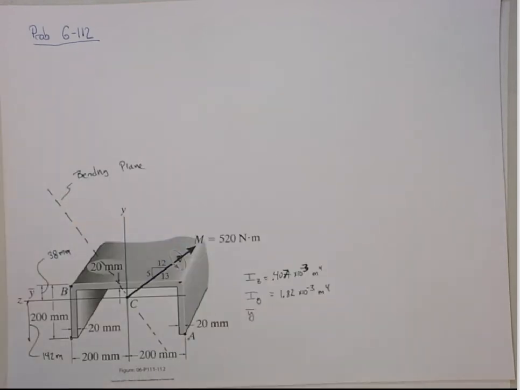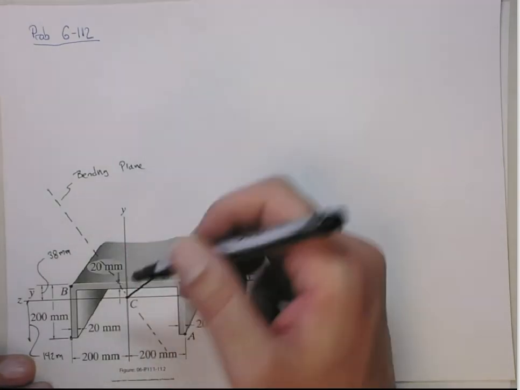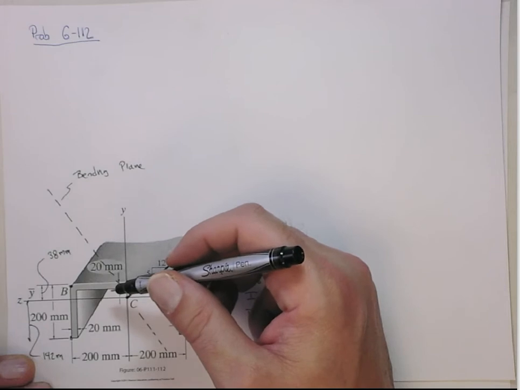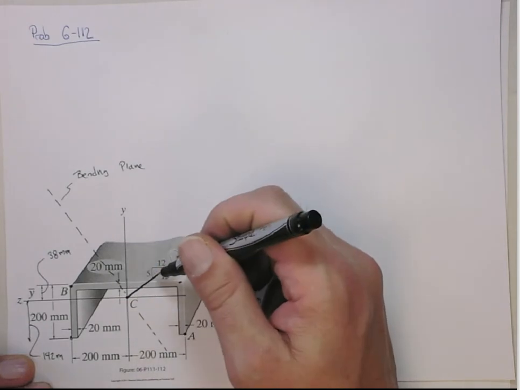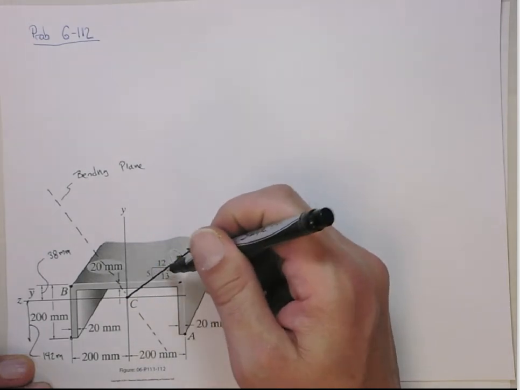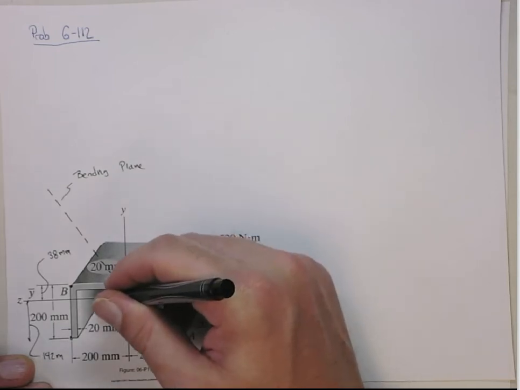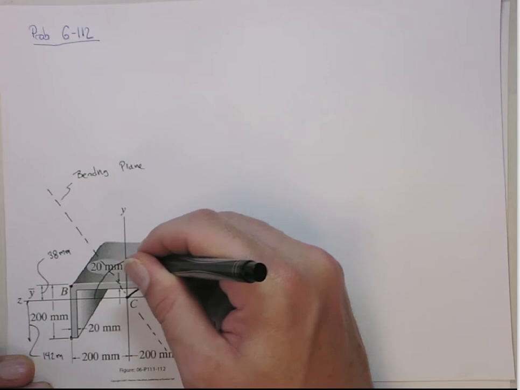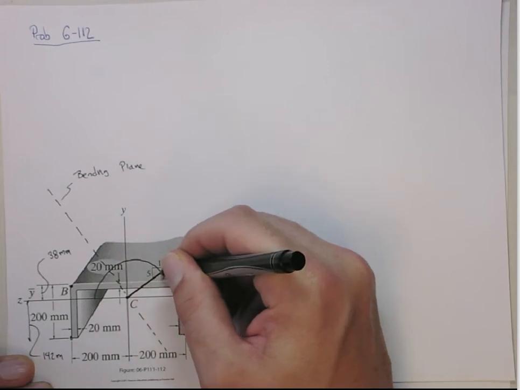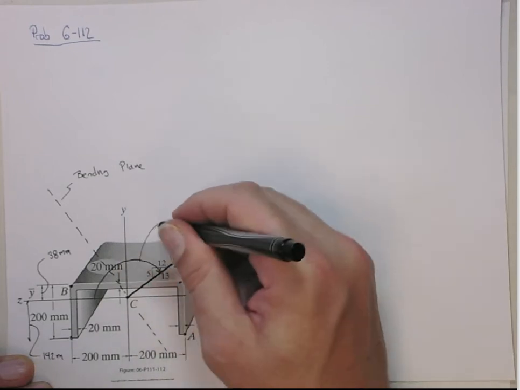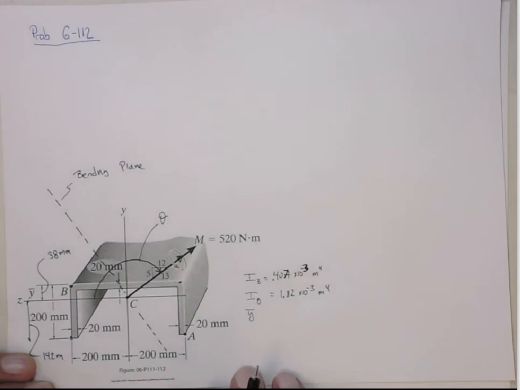So if we look at this diagram, here's the z-axis, and here is the moment vector. So in fact, this angle here is theta. That's the orientation for theta.